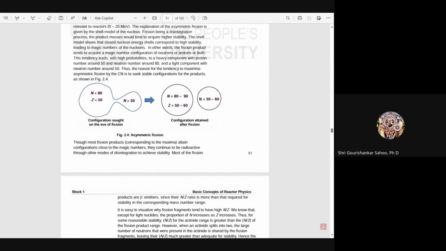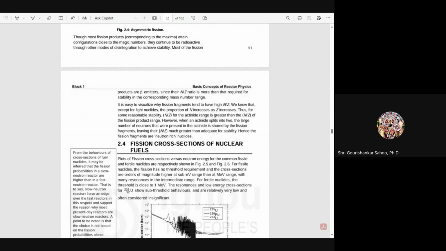The fission products corresponding to maxima attain configurations close to magic numbers, but they continue to be radioactive through other modes of disintegration to achieve stability. Most fission products are beta-minus emitters since their N by Z ratio is more than that required for stability in the corresponding mass number range.